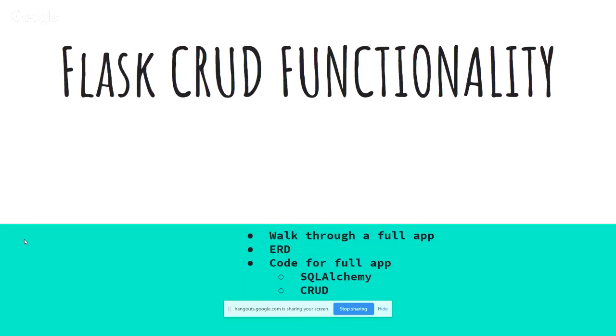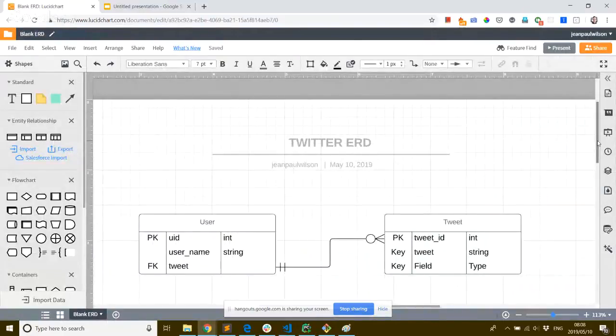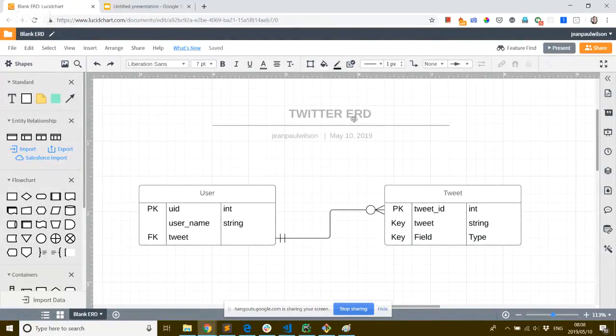So essentially with Twitter, let me actually just bring up the entity relationship diagram that I drew. So if we take a look here, if you think of Twitter, right, you essentially have two objects. You have tweets and you have tweeters, the people that make the tweets, so users.